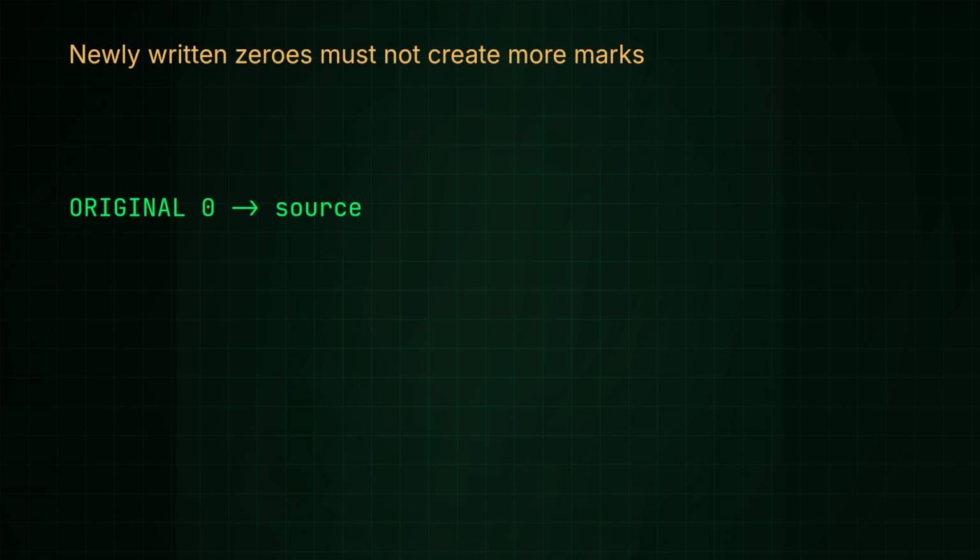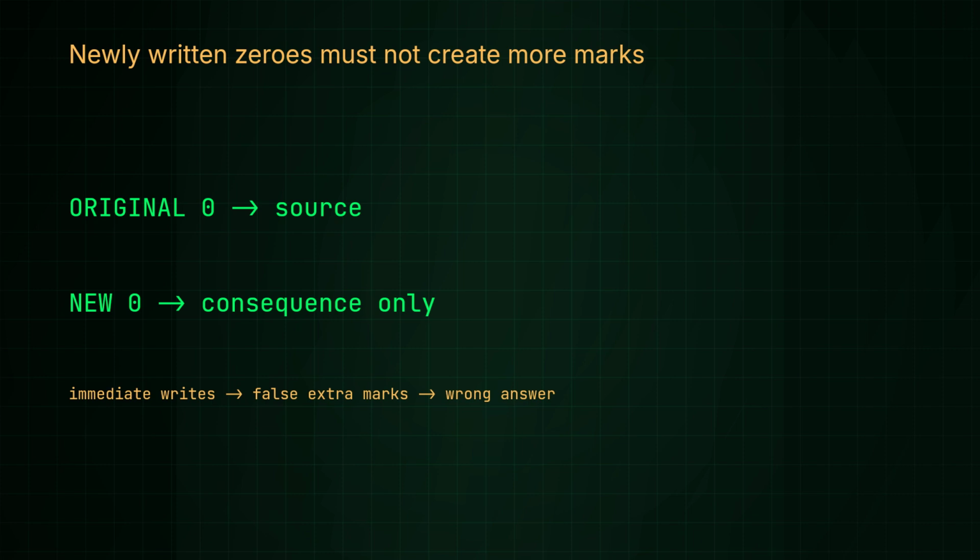The key word is original. Only zeros present before modification are allowed to mark rows and columns. If we 0 row 1 immediately, we create new zeros at row 1 columns 0 and 2. A later scan could mistake those new zeros for original sources and incorrectly 0 columns 0 and 2, eventually spreading across the entire matrix. That is why pass 1 records marks without changing values, and pass 2 applies those fixed marks.